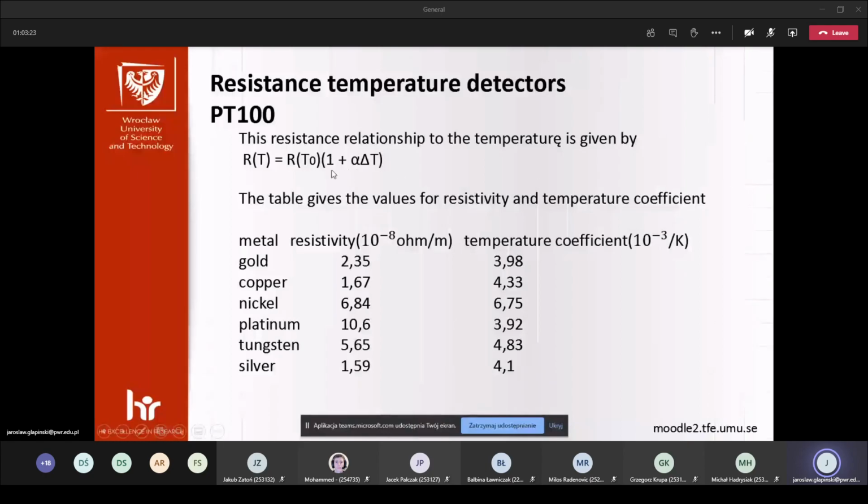So this is the resistivity at temperature 0 and the changes due to the temperature. Of course it is obvious that each kind of metal, each kind of conductor has different properties, which changes the resistivity due to the temperature. So here you've got some coefficients for the gold, for example, for the copper, nickel, platinum, and so on.